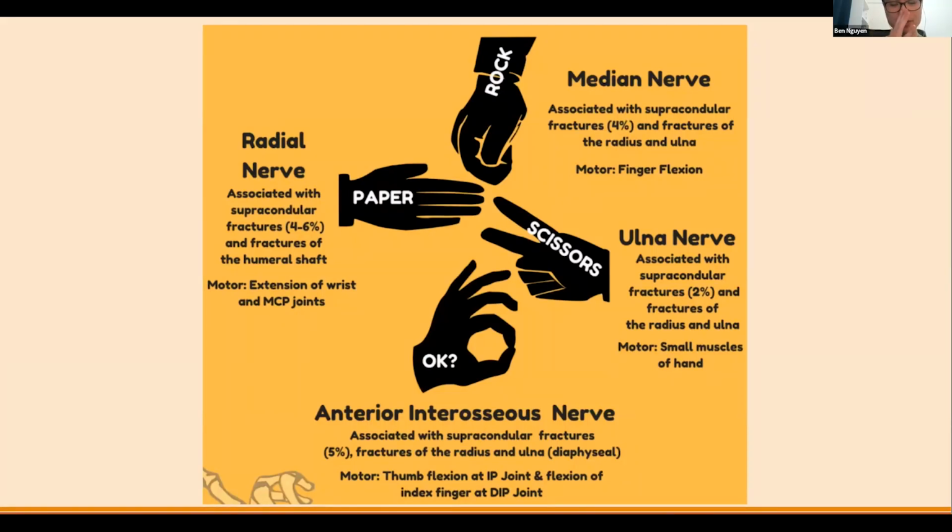For paper, you need to be able to extend all your fingers, which is what the radial nerve does. And in order to make scissors, you need to be able to abduct these two fingers and bend these two, the fourth and the fifth finger. So that's what the ulnar nerve does. So I find that a good way to test all the nerves that supply the hand. Cool.